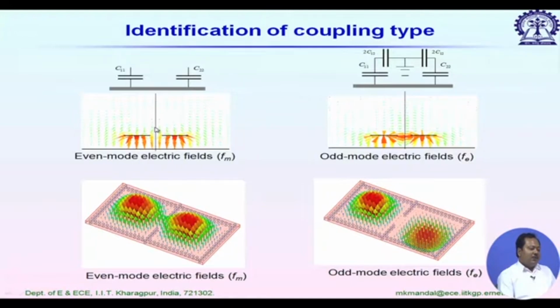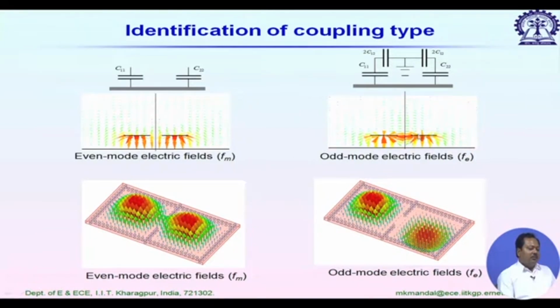That means we can place one open circuit plane, or one PMC, here, and we call it magnetic coupling, because we know there is no electric field penetration from the left-hand to the right-hand side. We call it even mode excitation, or magnetic coupling.